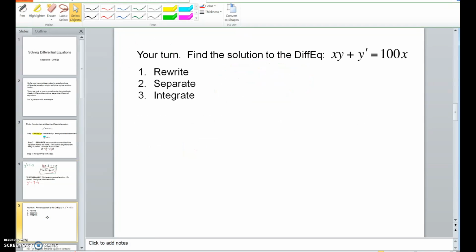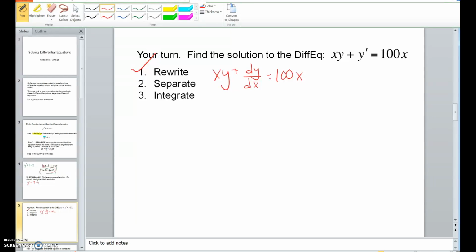So here's an example for you to try. Find the solution to the differential equation x times y plus y prime equals 100x. So this one's a little bit more complex, but not too much. So go ahead and let's rewrite this, replacing y prime with dy/dx. So x times y plus dy/dx equals 100x.